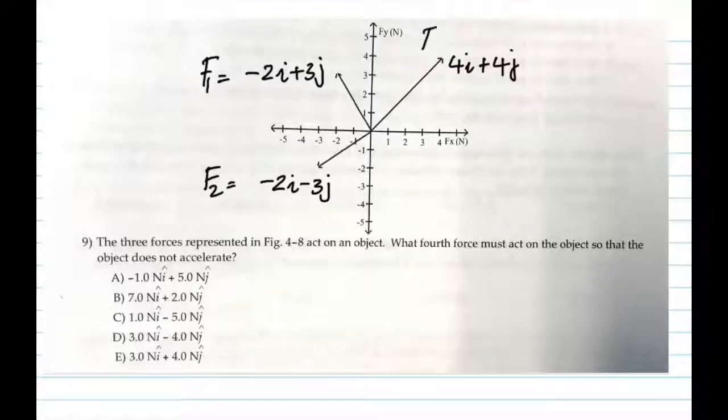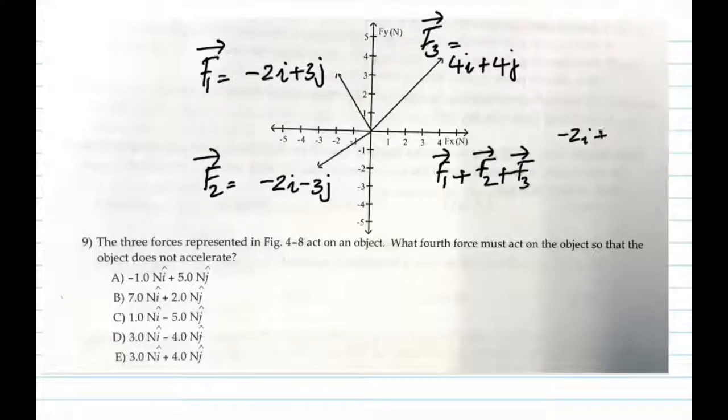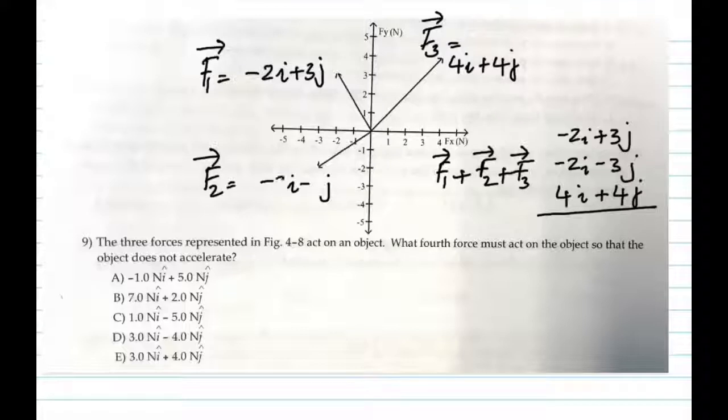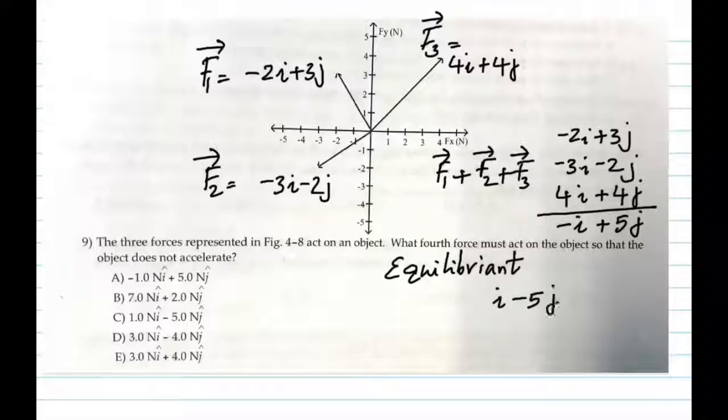F1, F2, F3, call it in any way you like, add them. That is too slow. Okay, add them. When you add them, I think I wrote something wrong. I changed it now. Yeah. So that's what you get, and then you take the exact opposite of the resultant. It's called an equilibriant, and it's i minus 5j. How many understood? Oh, good. Thank you.